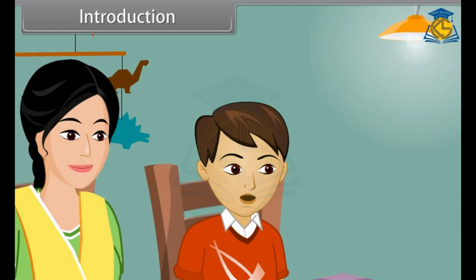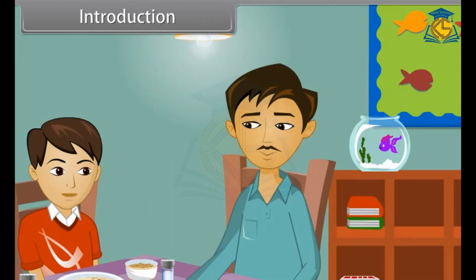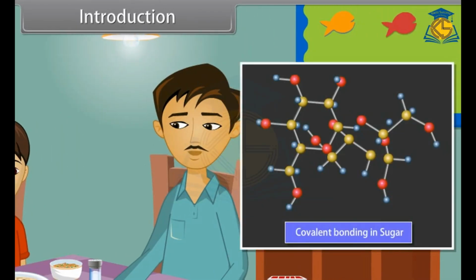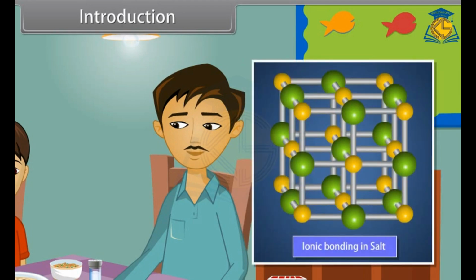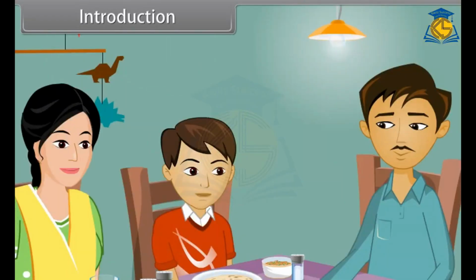Maybe due to different constituent particles? Son, your answer is right, but not appropriate. I will tell you. Every structure depends upon the nature of chemical bonding between them. In sugar, there is covalent bonding in the molecules, whereas in salt, there is ionic bonding in the molecules. Okay, Father, I got the reason and I want to know some more about that. Students, today we will study more about the chemical bonding and molecular structure.